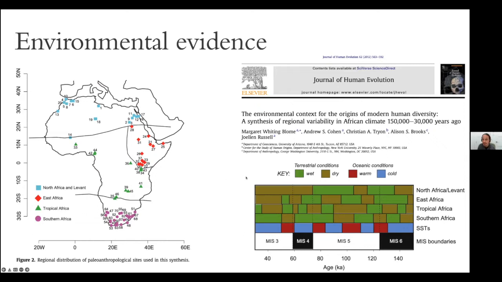But based on climate models, this particular paper has established, so they separated Africa here into 4 main regions: North Africa, East Africa, tropical Africa, and Southern Africa. And what you're seeing here is, over time, their best estimates of whether the conditions were fairly dry or fairly humid, with the idea that more humid conditions are more amenable to human populations. And the point is that things change over time, over the course of tens of thousands of years.